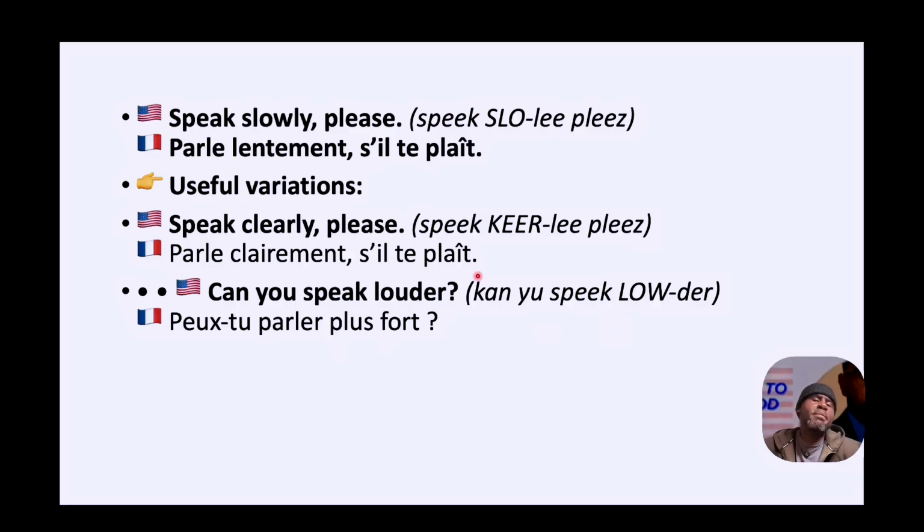Si vous ne comprenez pas quelqu'un et vous voulez qu'il répète ou bien parler lentement, ou bien parler plus clair, ou bien parler plus fort, alors vous pouvez utiliser ces phrases ou bien ces questions-là. If somebody's speaking too fast, or if you want somebody to speak clearly, or if you want someone to speak louder, you can use these phrases or these questions.